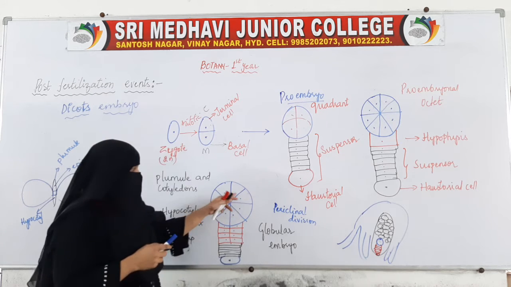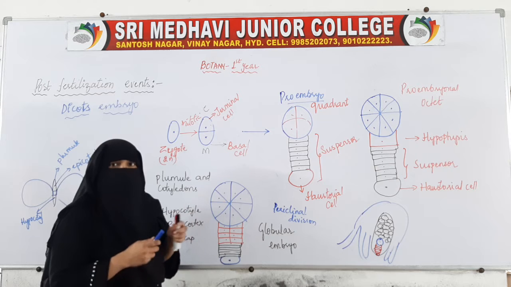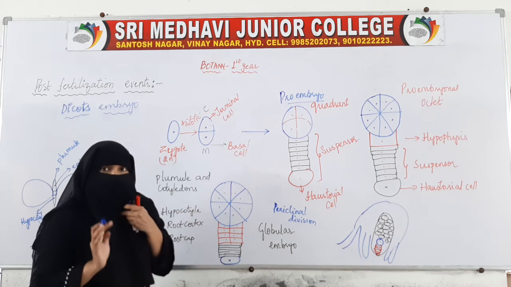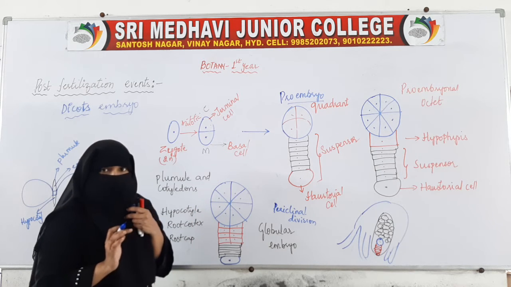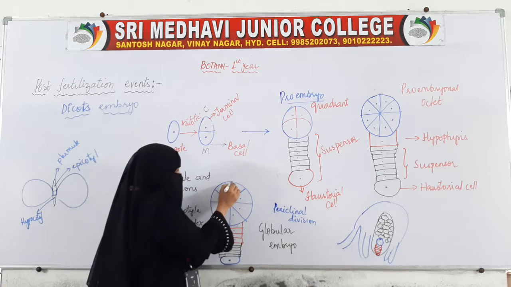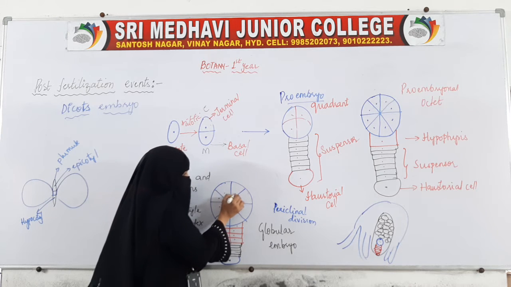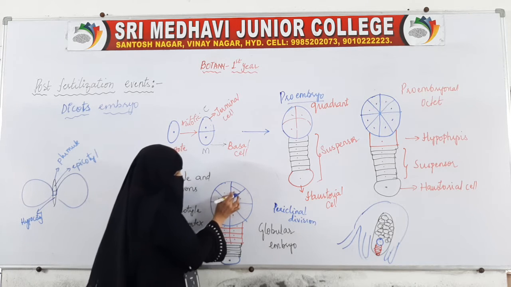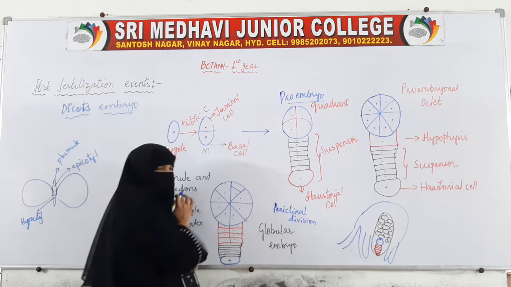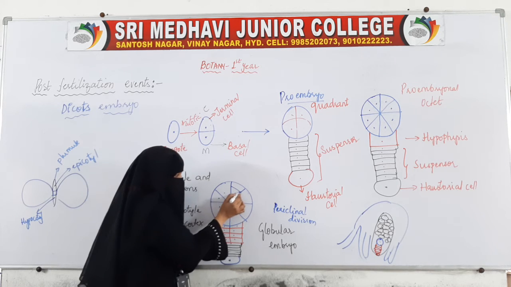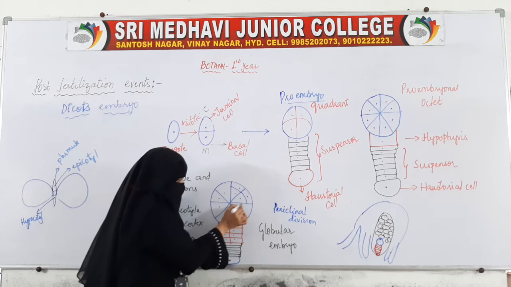This is the embryonal octet now. It will divide and produce a mass of cells. Here it will divide and produce another cell, so this will become the inner cell and this will become the outer cell. It will also divide and produce one more cell, so this will become the inner cell and this the outer cell. So this will divide and produce one more cell.